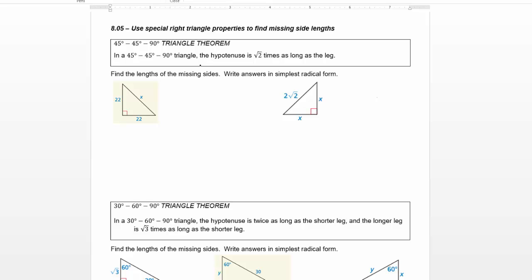In this video, I'm going to use special right triangles to solve some problems. I'm going to use the properties of those special right triangles that were discussed in the previous video. So if you haven't checked that out, please do so you can see where these properties come from.